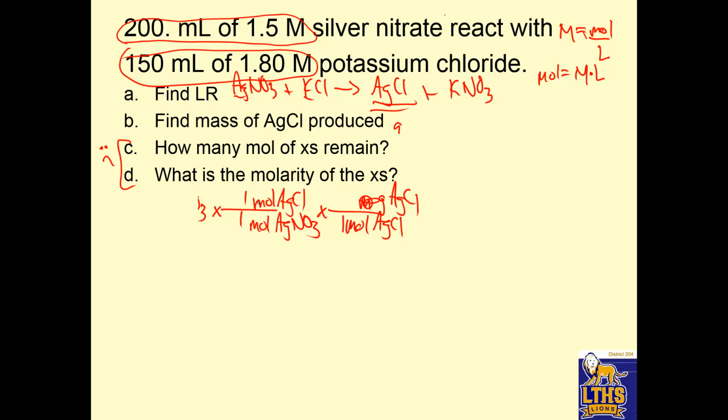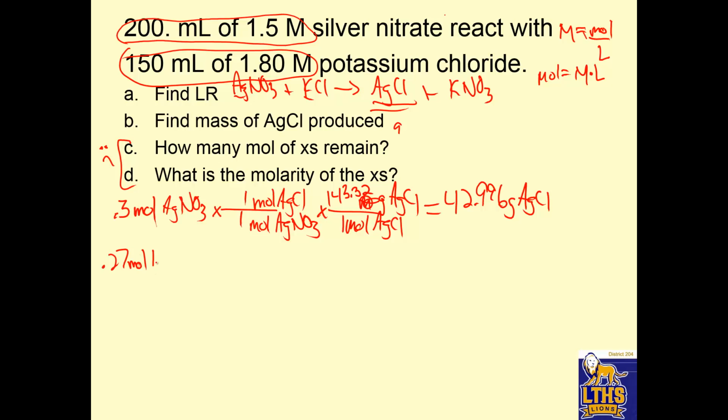Now this was 1 over 1 because my coefficients are 1 all the way through. Silver, go to the periodic table, is 107.87 plus chloride, 35 plus 45 is 143.32. So then I have 0.3 times 143.32 is 42.996 grams AgCl.